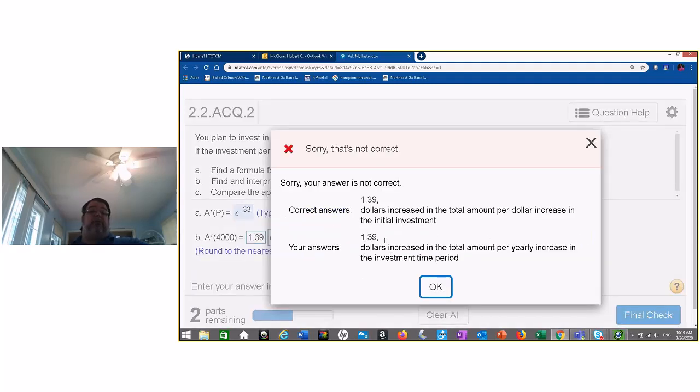Okay, I got the second part wrong. Dollars increase in the total amount per dollar increase in the initial investment. I probably wouldn't put that one on a test. I don't like that question.